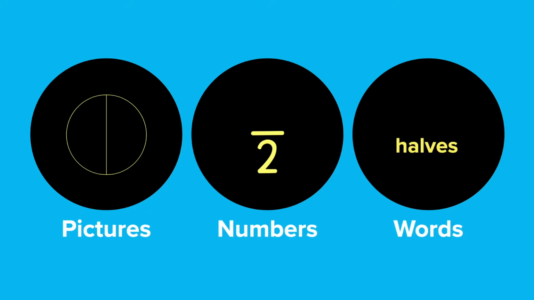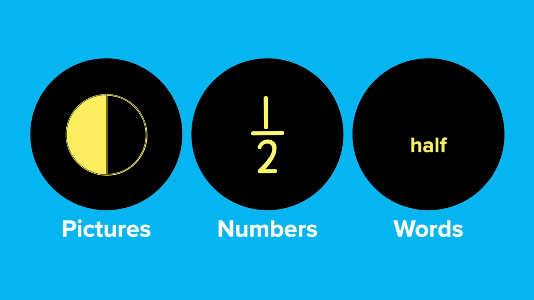I'm going to fill in one of the equal parts of my circle. Now, one of the halves is colored. So I'm going to write a 1 above the 2. That shows that one of the equal parts is colored. To read this fraction, we say 1/2. So I'm going to write 1/2 in words. I need to change halves to half because I just have 1/2 colored, and I'm going to write 1/2.